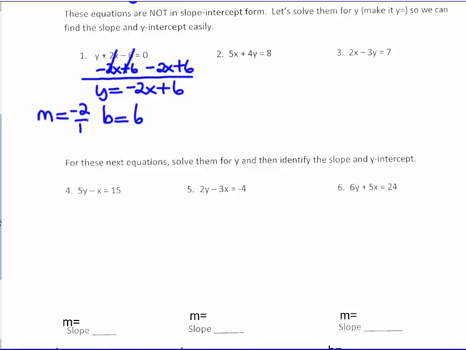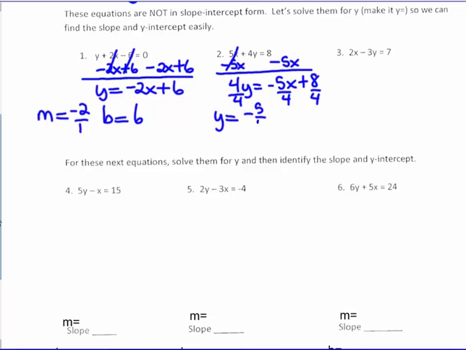The next equation, very much like standard form, 5x plus 4y equals 8. Well, I'm going to subtract 5x first to get it away from y, which is basic equation solving using inverse operations. And I get 4y equals negative 5x plus 8. Well, that's not y equals, so yes, I'm going to divide all of my terms by 4, and I get y is equal to negative 5/4 x plus 2. So my m, my slope, is negative 5/4, the coefficient of that x, and b, my y-intercept, is 2.